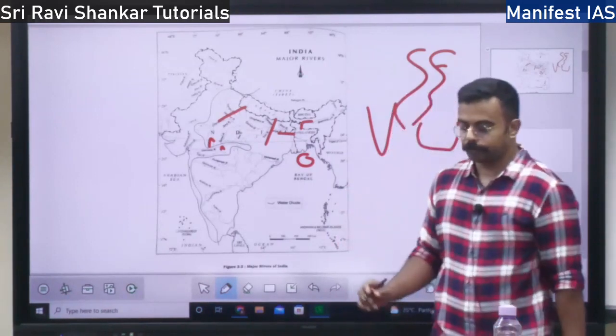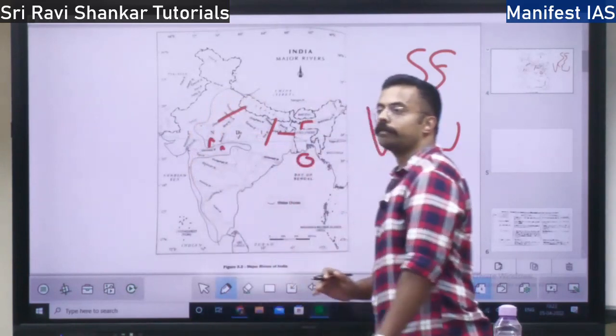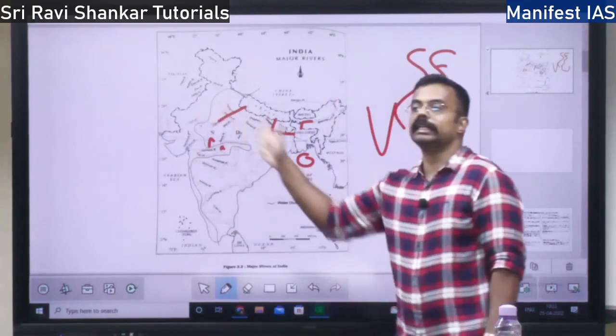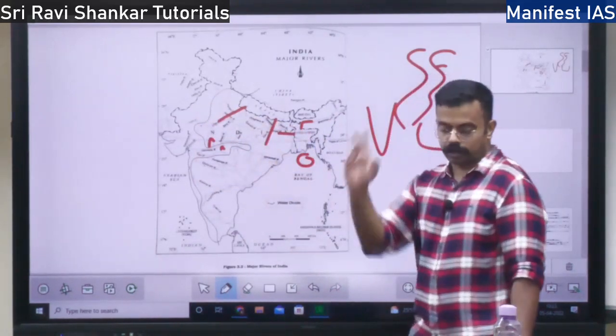What is the tilting of the peninsular plateau? That is, it tilted towards the Bay of Bengal region. From the northwest to southeast, it tilted, right? Because of which all the rivers started flowing into the Bay of Bengal.